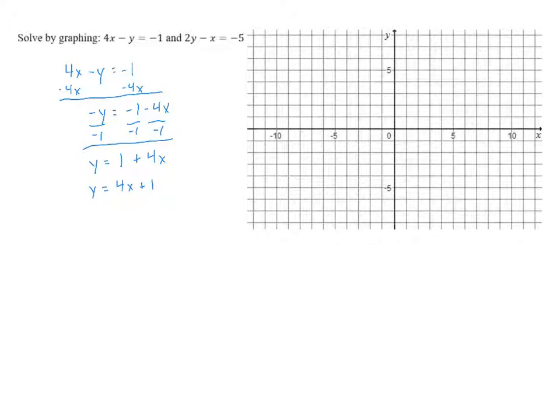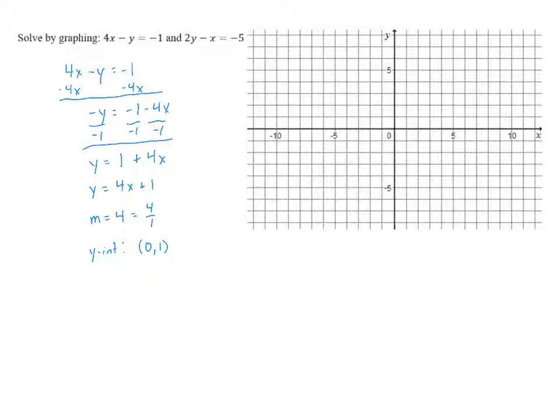Honestly, either one of those is going to work because we can see that the slope is the coefficient on the x, which is 4. And we can write that as 4 over 1 if we want. And the y-intercept is the constant term, which is 1. That's going to give us the point (0, 1).